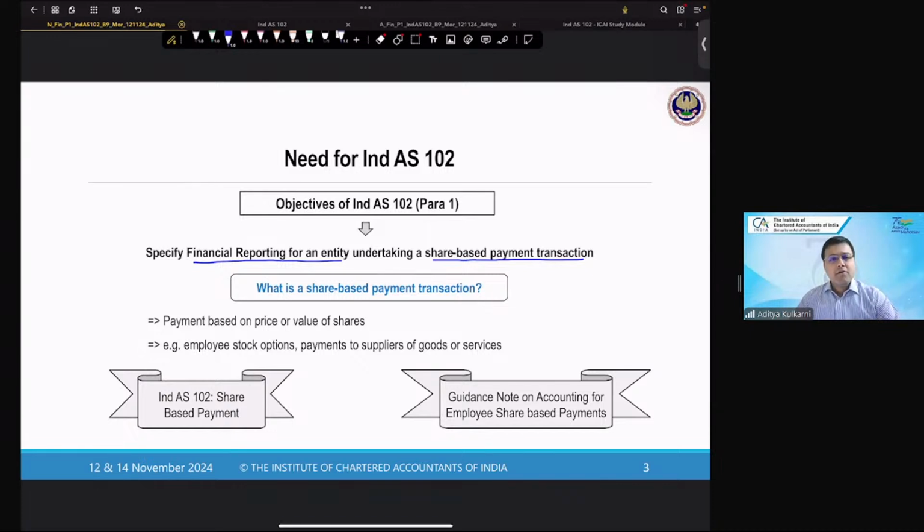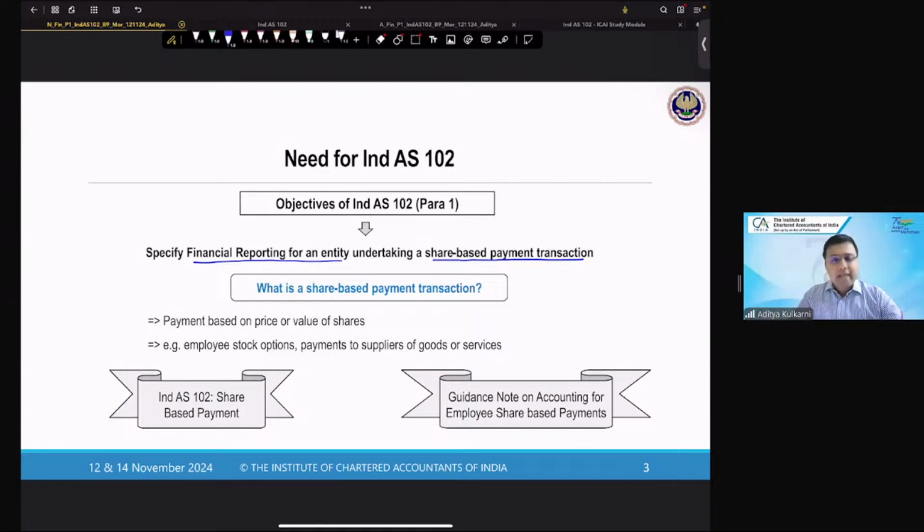Okay. We are in the books of the entity receiving the services, and we are making a payment that is based on the shares, share value, share price, or directly in the form of equity shares. So we are in that entity's books. Therefore, the objective is to specify the reporting for such transactions.